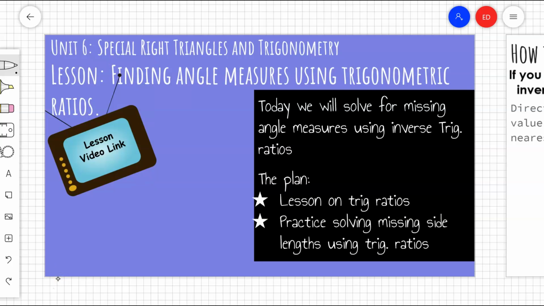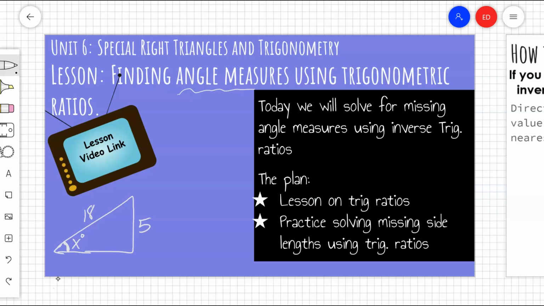All right, so this is finding angle measures using trigonometric ratios. In the last lesson, we talked about finding side lengths when we were given a specific angle, and we wanted to find that x value given any other side length. But this time, we are given the side lengths. So if we know this is 18 and that is 5, we can actually calculate what that angle is using a trigonometric ratio.